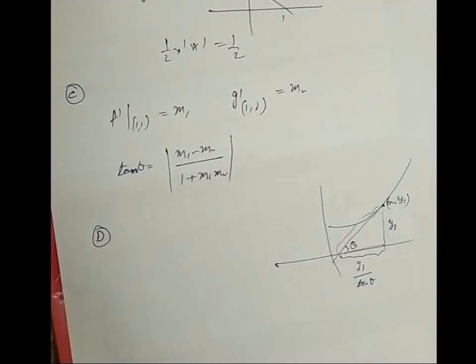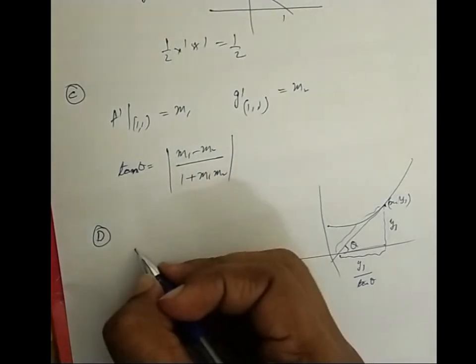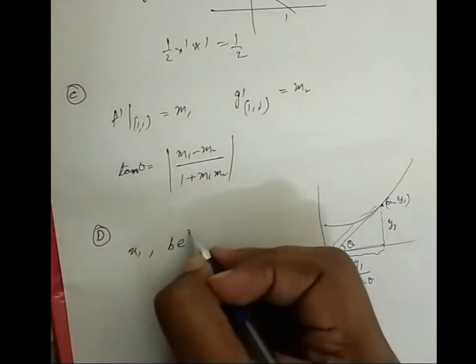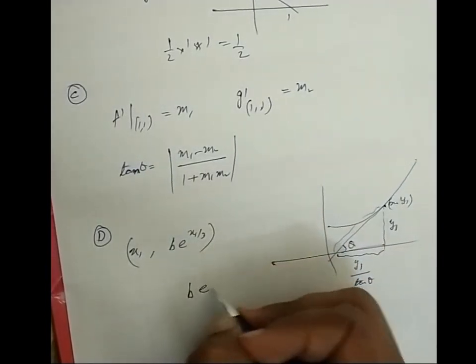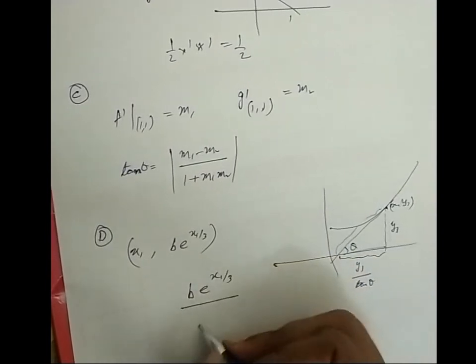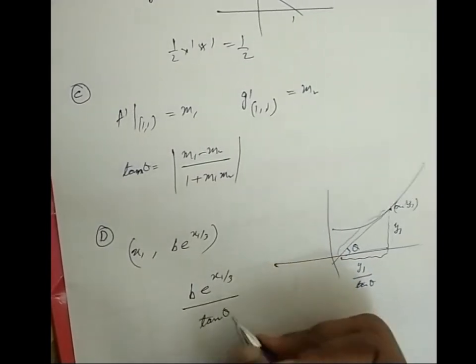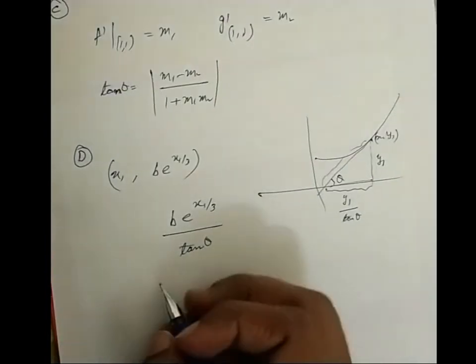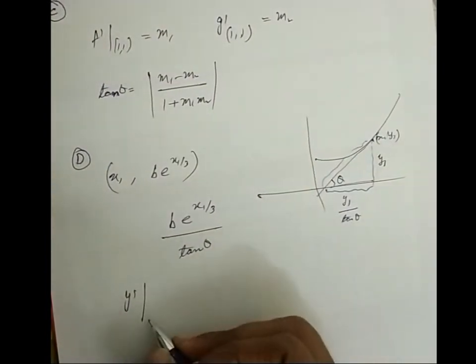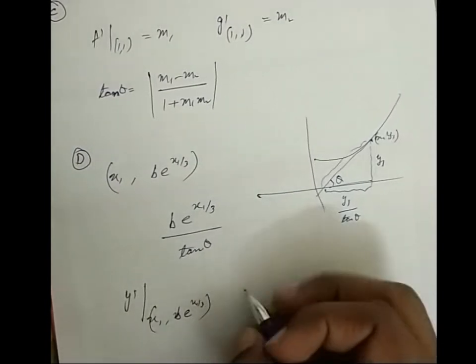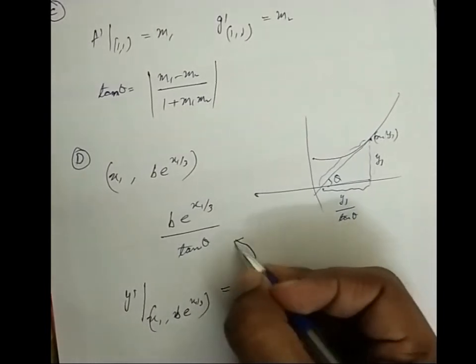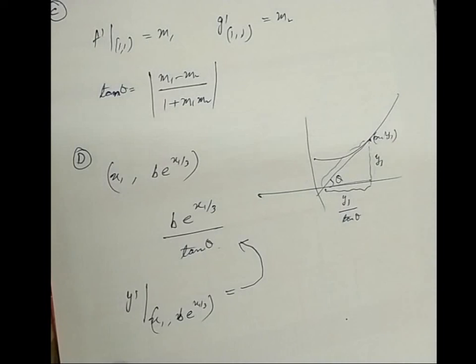So we already know, let the point on this curve be x1 comma b e power x1 by 3. So the length of subtangent is y1 upon tan theta, and we need to calculate this. We already know tan theta would be y dash at x1 comma b e power x1 by 3. So if we calculate y dash at this point and substitute that value, we will get the length of the subtangent at any point on the given curve.